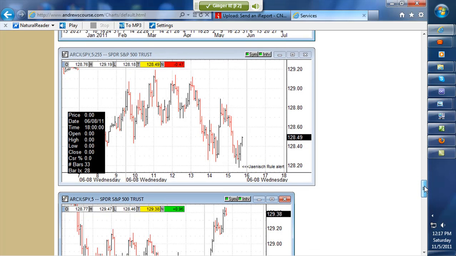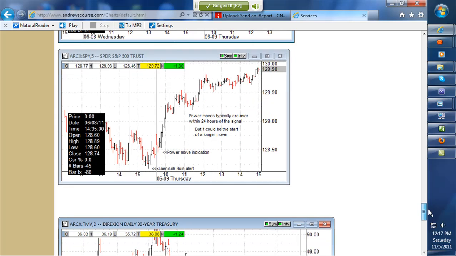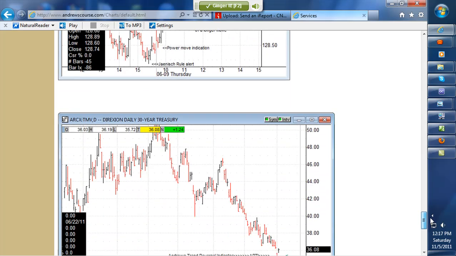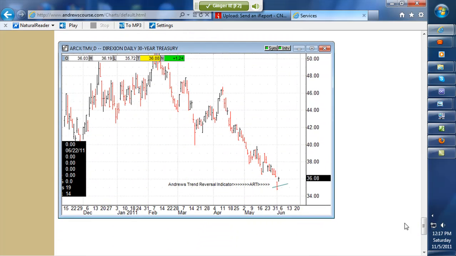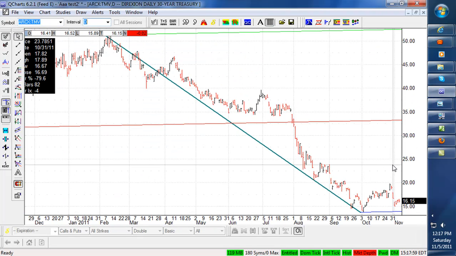Okay, let's see, and these are all nice and whatever. Okay, here's another Andrews trend reversal indicator. Let's see what actually happened. This was beginning of June at a price of about 34 in TMV, at a price around 35, 36 in TMV. Let's see what actually happened. Huh. Price of around 36.